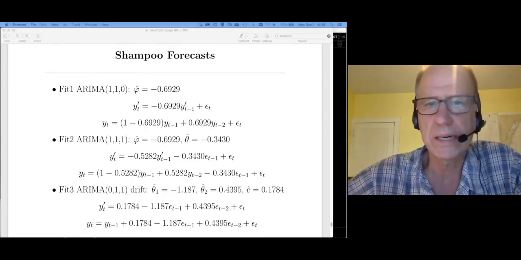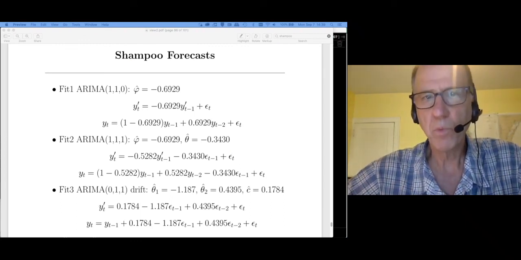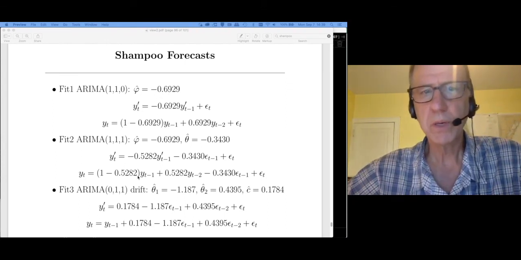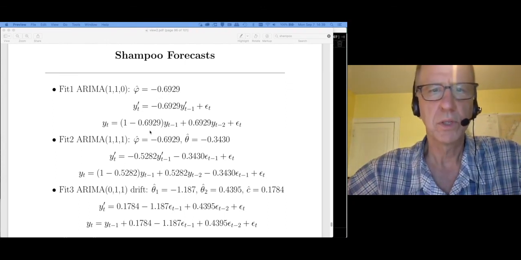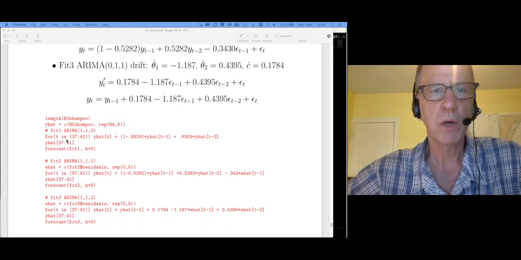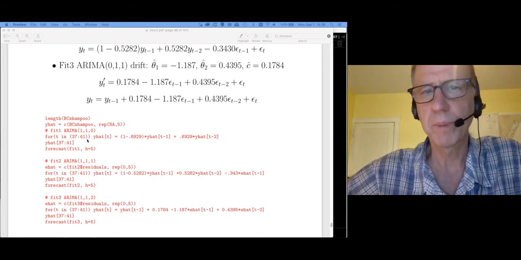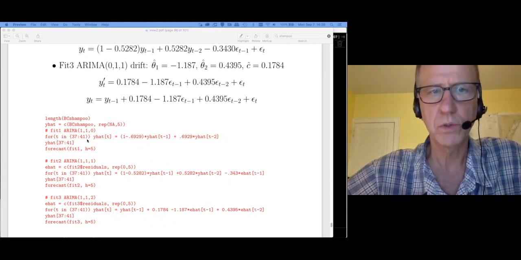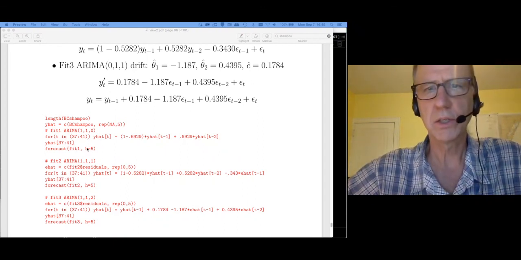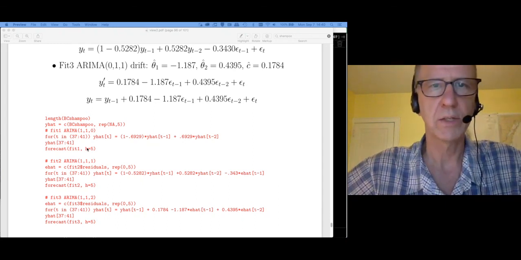It's always a good idea to make sure that you understand what the software is doing. I worked out the forecast equations for the 3 models that we used in the Shampoo data set. Then what I did is I wrote some R code just to confirm that my forecasts that I computed by hand equaled the ones using the forecast function in R. So I encourage you to look at this and try it on your own, and I think you'll have a better understanding of how these forecasts are made.